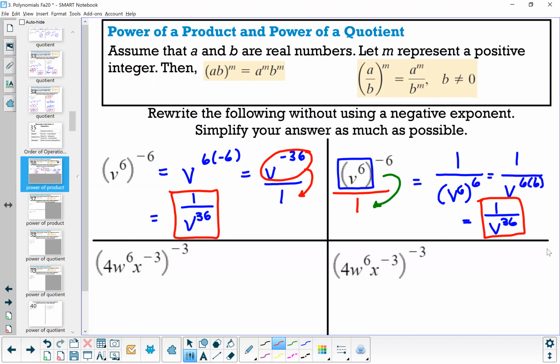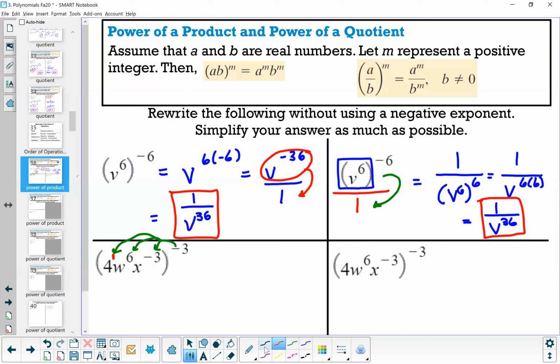All right, let's try a product in parentheses to a power. So we have in parentheses 4w to the 6 x to the negative 3, outside of parentheses to the negative 3 power. So again, we have multiple powers to a power. So from before, we can look at this as like distributing over multiplication. So we have this negative 3 exponent that goes there, there. Now remember your 4, you can think about that as having an exponent of 1.